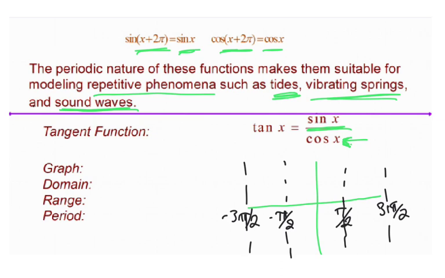It will go through 0 anytime the sine was 0. So that was at all right here. So this is 0, this is pi. Over here, if we did it again, this would be 2 pi. Negative pi. And then we draw them. They go up like this.